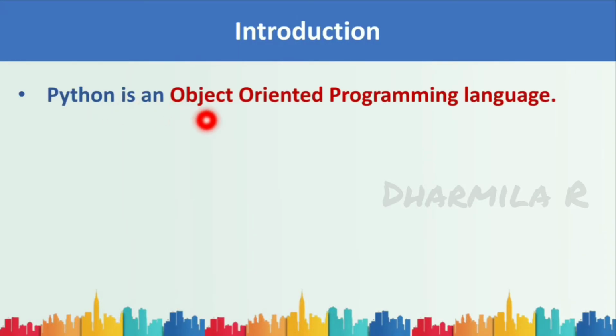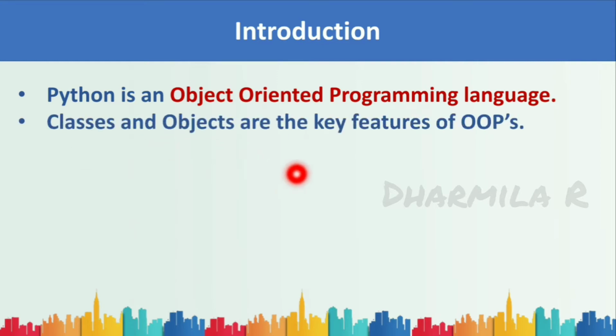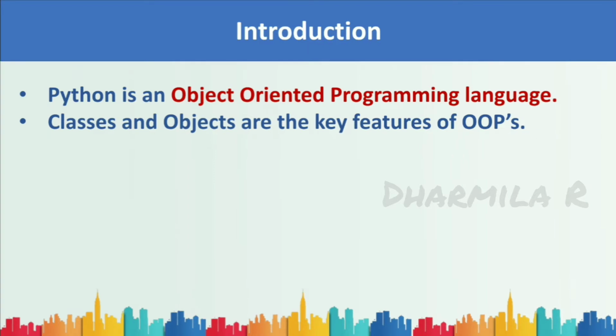Python is an object-oriented programming language. Classes and objects are the key features of object-oriented programming language, that is the OOPS concept. You have learned classes and objects in C++. It is similar to C++. The classes and objects of Python are also similar to C++, but creation and implementation of classes and objects is very simple in Python. Compared to C++, here it is very simple.